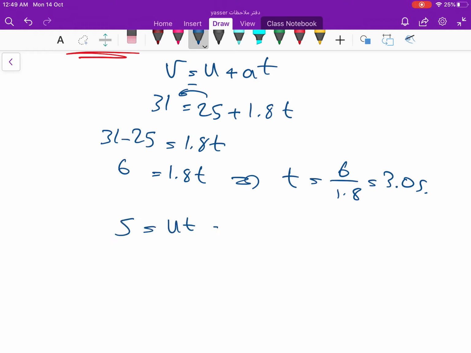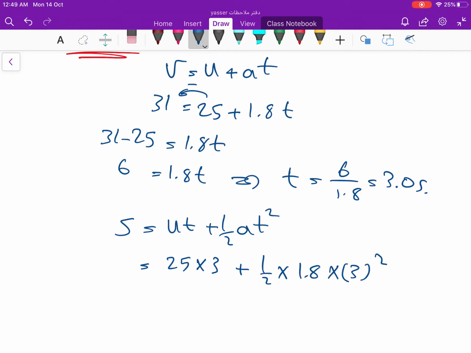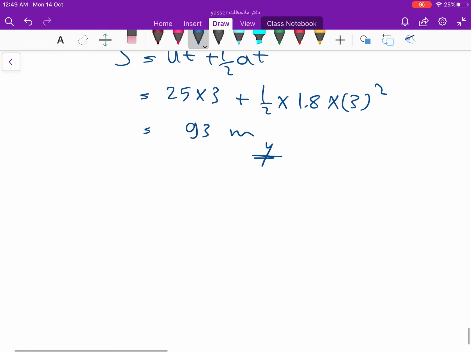And we are going to calculate the displacement using this equation: s equals ut plus half at squared. The initial velocity is 25, the time is 3, plus half times the acceleration 1.8, times the time 3 squared. You will find that the value is also about 93 meters. So we have two methods for calculating the displacement covered by an object moving with constant acceleration. Let's move to another problem.